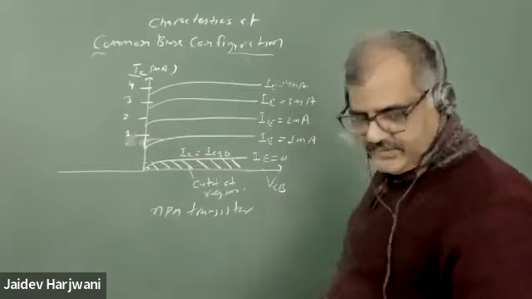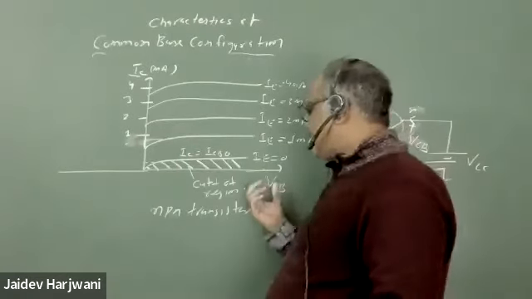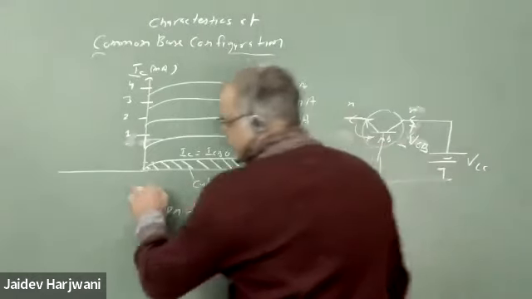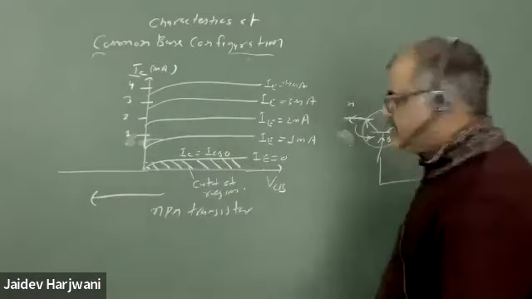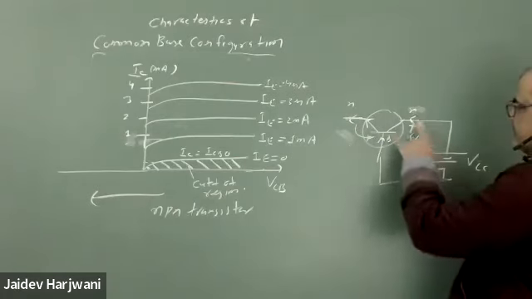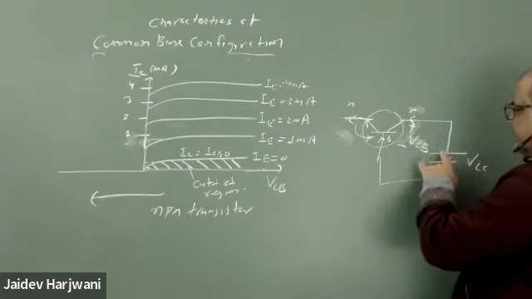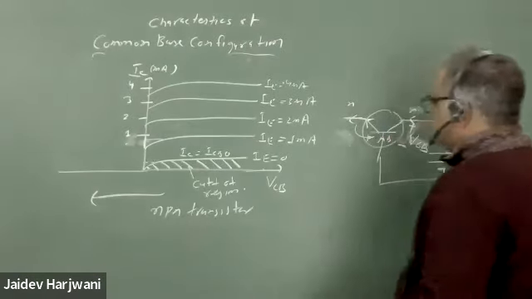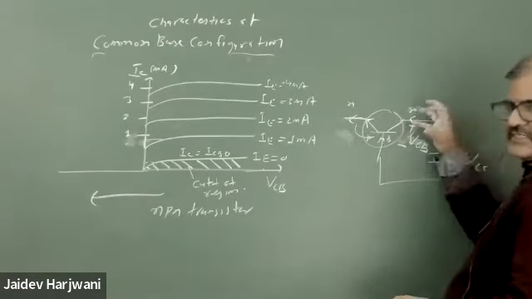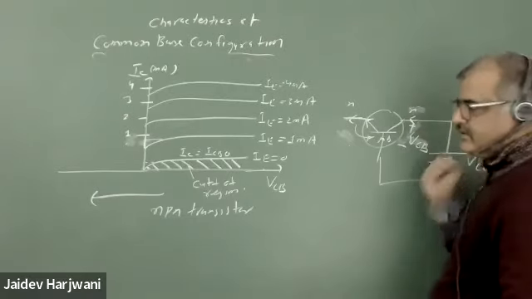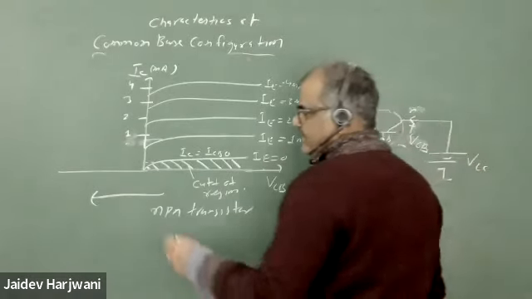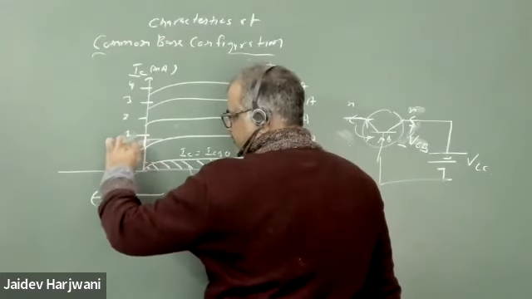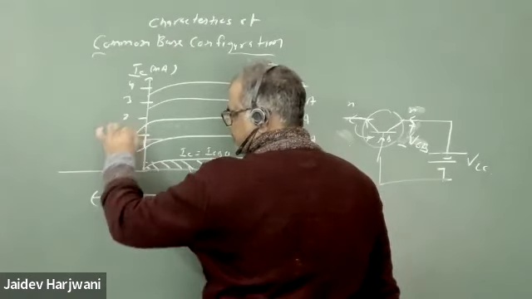Now suppose I am trying to make my output forward bias. If I make VCB negative, if I go in this direction, what will happen? This becomes forward bias. Forward bias means whatever current is coming, it will not be collected. So if you apply forward bias at the output, slowly this current will become zero.